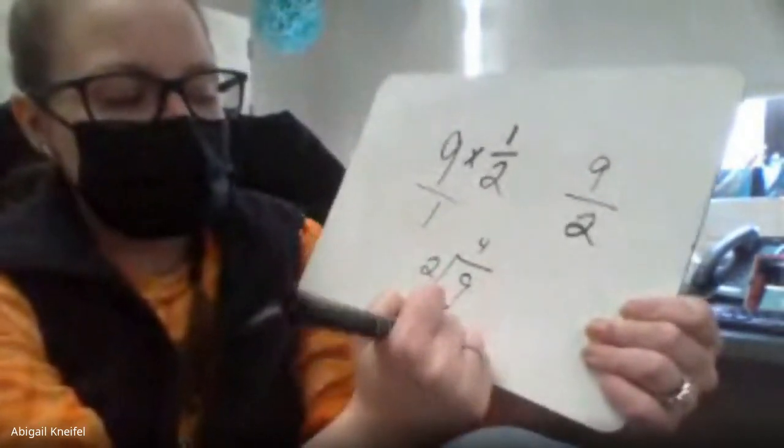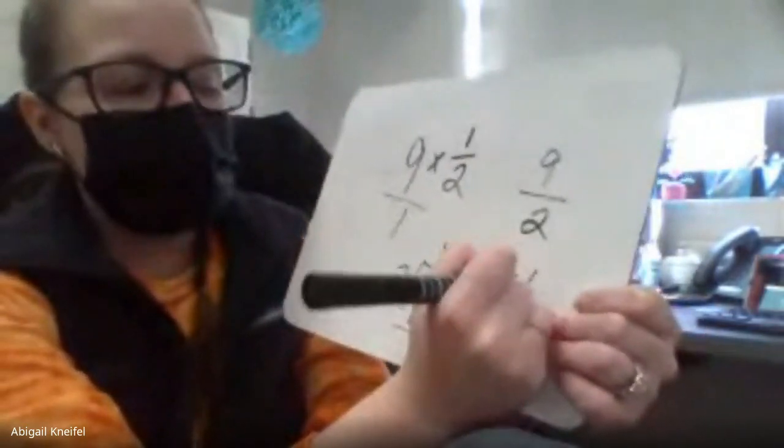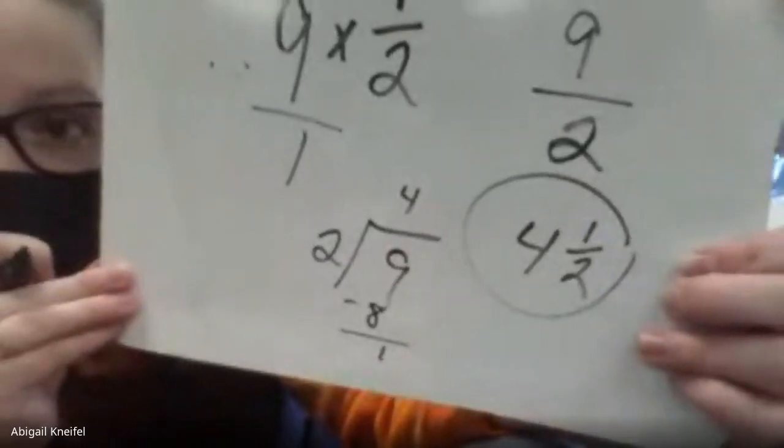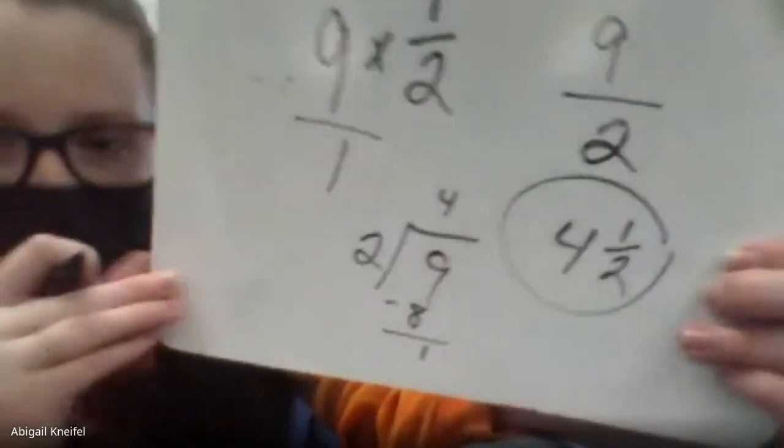9 minus 8 equals 1. I have 4 wholes and 1/2. Your answer should be 4 1/2. Anytime you can cross simplify, Paisley, feel free to do it. But if there's no way to do it, then don't do it.